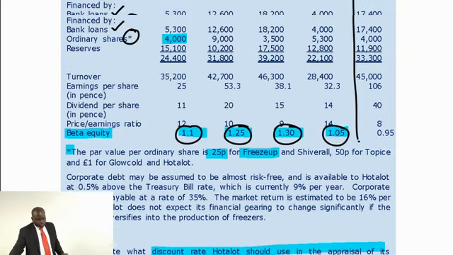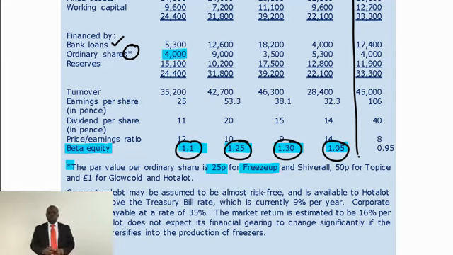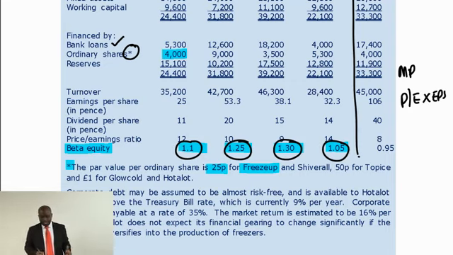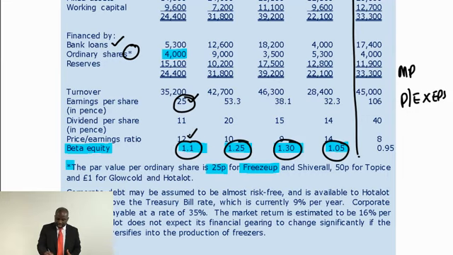The market price wasn't given to us, but we know from basic financial management that one way we can calculate market price is by multiplying your PE ratio and the earnings per share. So this is where the examiner is expecting you to be a bit broader in your understanding of financial management. Market price wasn't given, but they've given me the PE ratio and the earnings per share. When I multiply the earnings per share and the PE ratio, it should give me the market price.